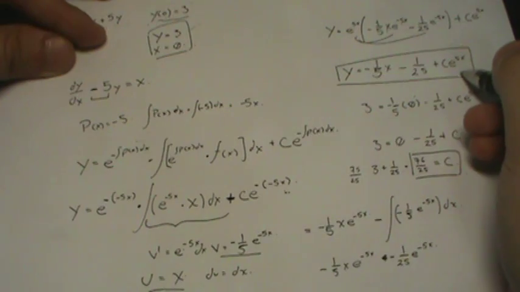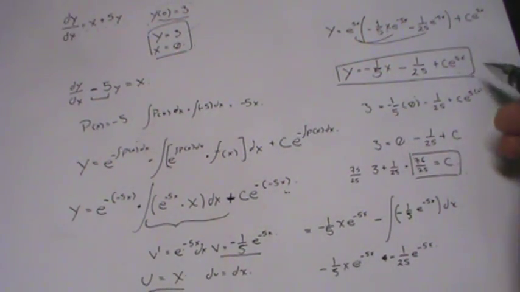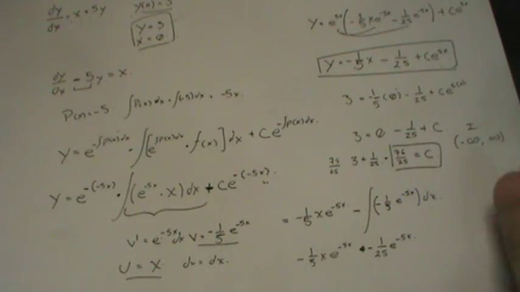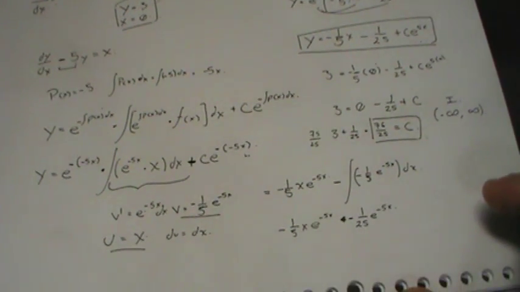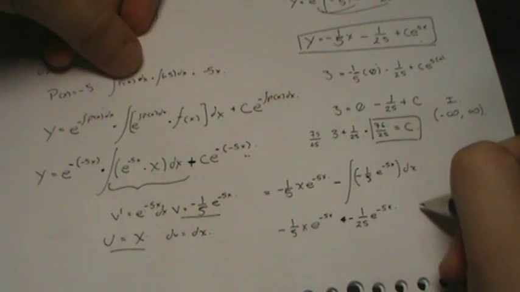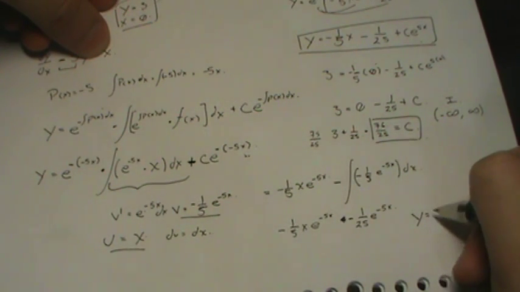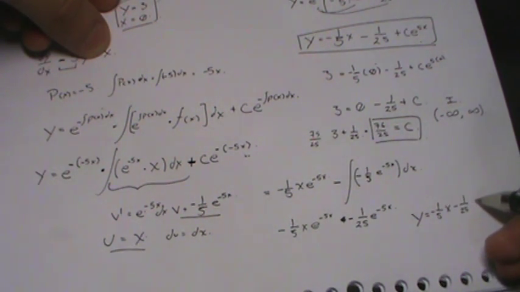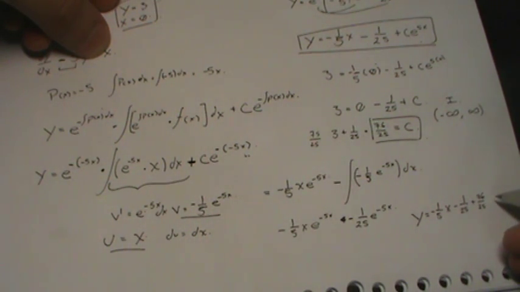And this equation is defined from minus infinity to infinity. That's the interval. And therefore for our answer, we're just going to change this c for this 76/25. So we just have y equal to minus 1/5 of x minus 1/25 plus 76/25 of e to the 5x.